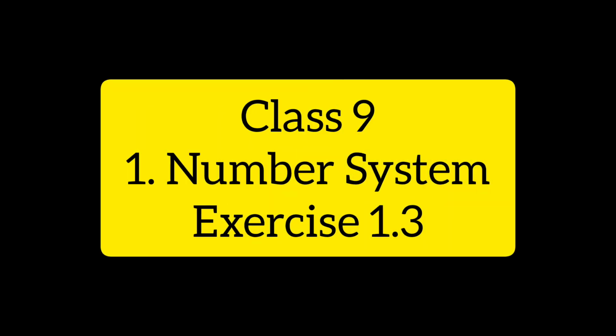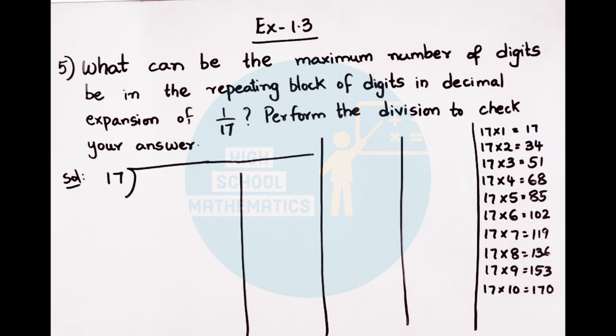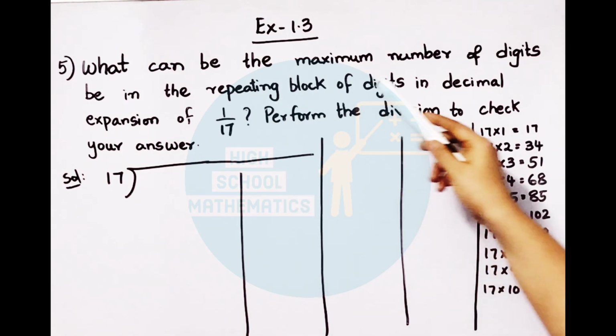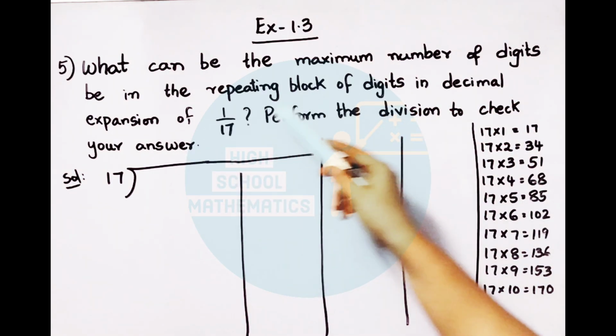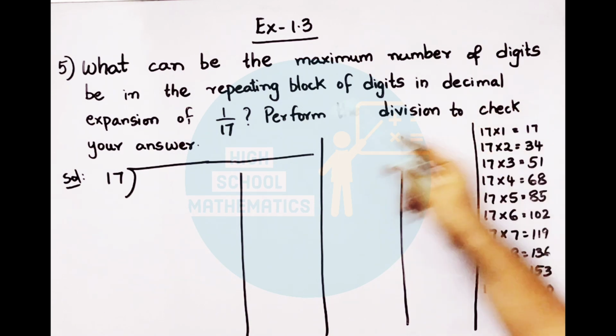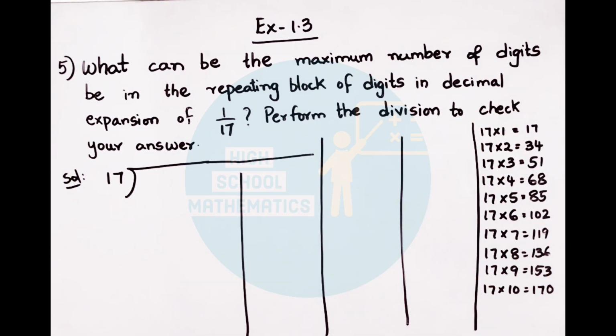Today we are going to learn class 9, chapter 1 number system, exercise 1.3, fifth sum onwards. Now question number 5. What can be the maximum number of digits in the repeating block of digits in the decimal expansion of 1 by 17? Perform the division to check your answer.